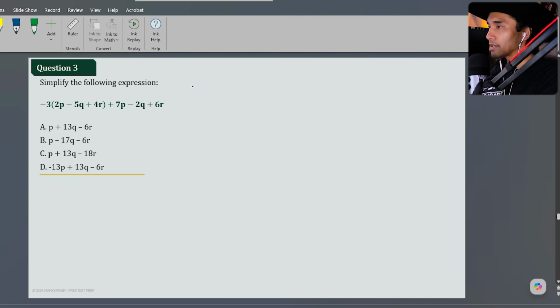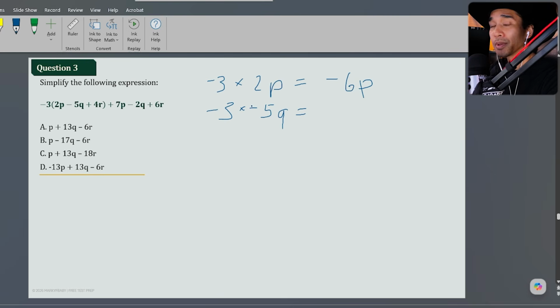So I have, what is negative 3? And this time I'm going to write it all out for you guys, okay? This is the thought process that is going on in my head. Negative 3 times 2p, that equals negative 6p, okay? Negative 3 times negative 5q equals, and remember, a negative times a negative equals a positive number. So that will give us positive 15q.